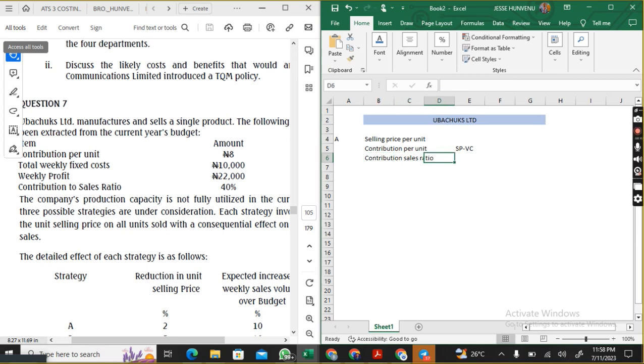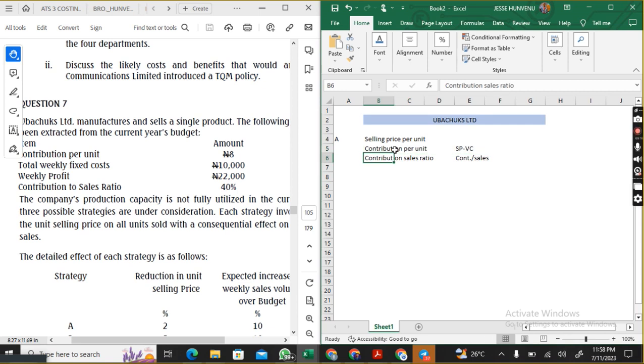So how did I arrive at this one? That is contribution per unit divided by what? Sales. Now, in this formula, anytime we don't have variable costs in these questions, we can make use of this particular one to get our selling price.